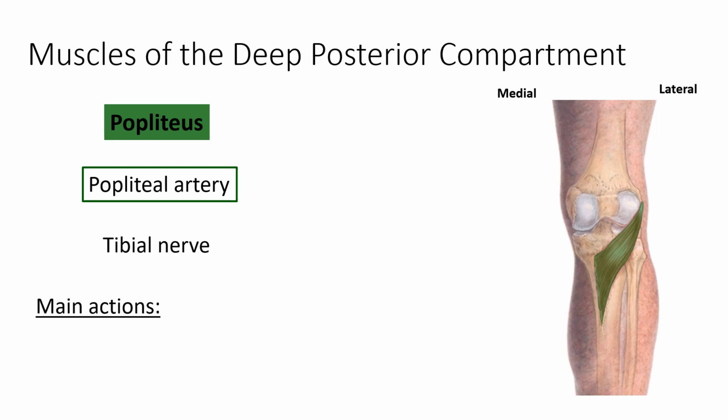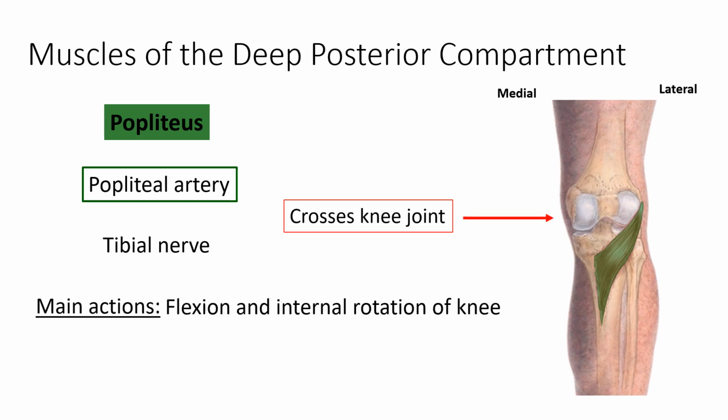So its main actions, again, muscles will only exert an action on the joints that they cross. So here it crosses the knee joint. So its main action is to flex the knee and perform internal rotation at this joint as well. So essentially it's a way of saying that it will unlock that knee joint. So a mnemonic that I remember: popliteus unlocks the knees.